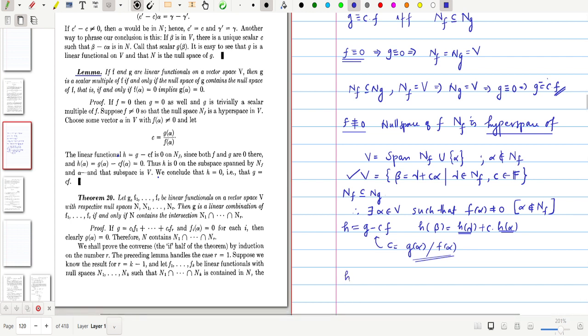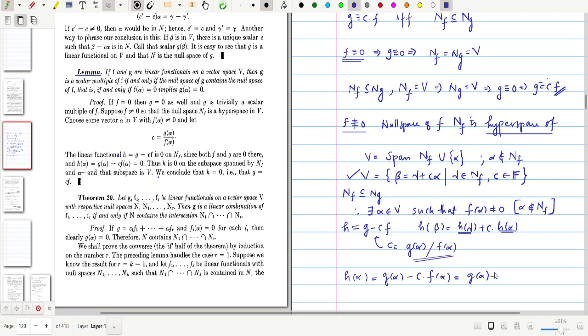So using this C, we define this expression. It is very easy to show what h of alpha is. h of alpha is equal to G of alpha minus C times f of alpha. That is G alpha minus, what is C here? C is G alpha by f alpha, so that doesn't depend on beta anyway. So h alpha is equal to G alpha by f alpha times f alpha. Then you can cancel this, and you get 0. So we can show that h alpha is always 0.